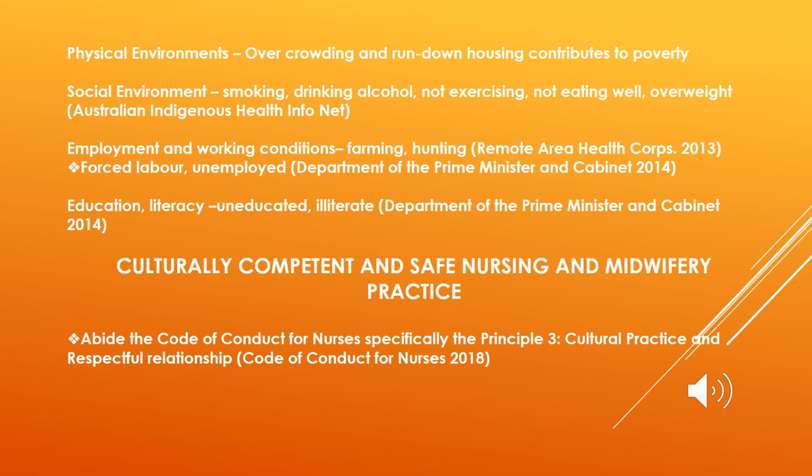Education and literacy. Uneducated and illiterate. Some of them are not going to school. However, learning is influential in achieving optimum health. It increases their knowledge, which leads them to control their behavior towards alcohol consumption, food intake, and physical exercise.